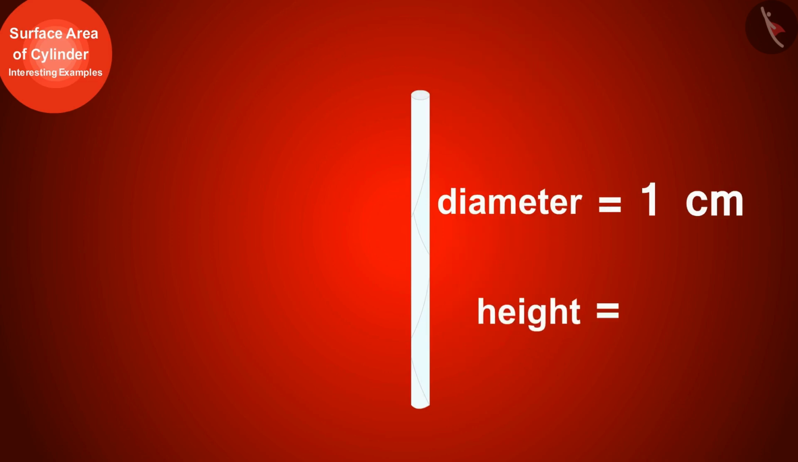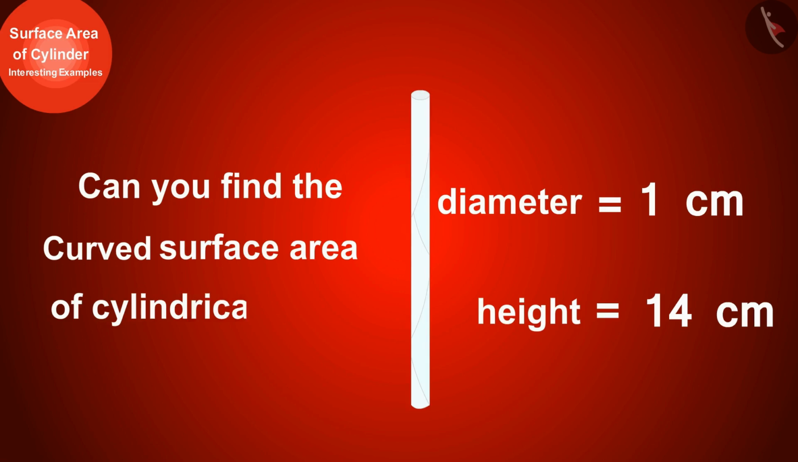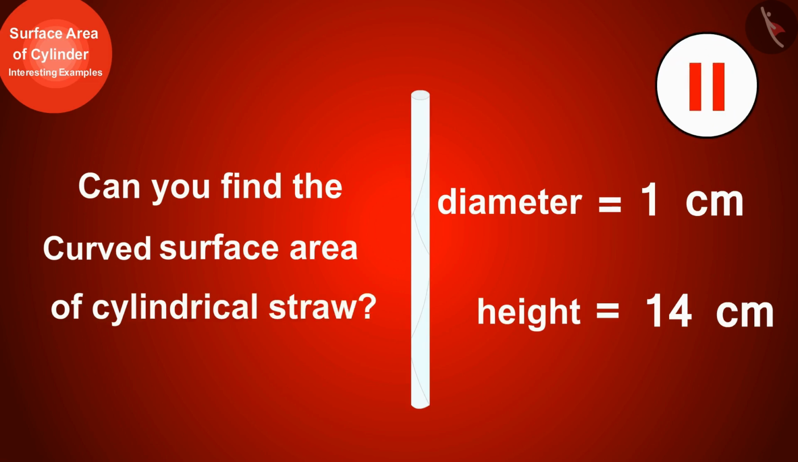Friends, if the diameter of the straw is 1 centimeter and the height is 14 centimeters, then can you find out the area of the paper used to make it by finding the curved surface area of this cylindrical straw? Pause the video to try yourself and then match your answer.